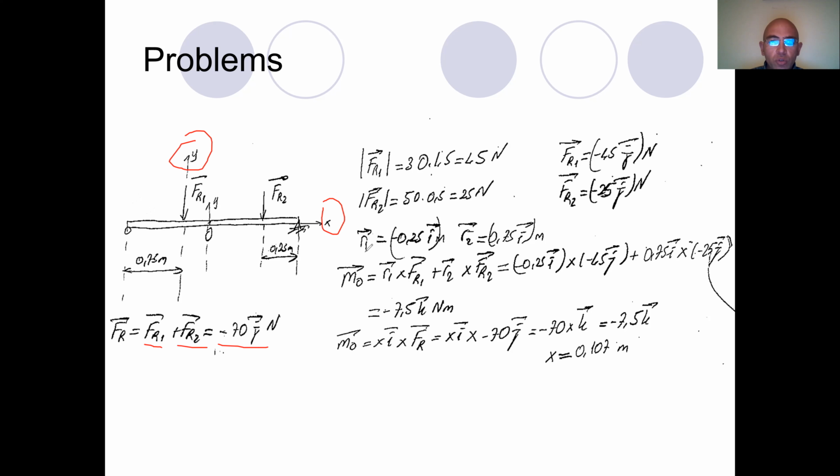Now let's write the position vectors of FR1 and FR2. FR1 acts at minus 0.25 i vector if we put the origin of the coordinate system at point O. Okay, and FR2 will be 0.75 meters, so it is 0.75 i vector if we put the origin at point O.